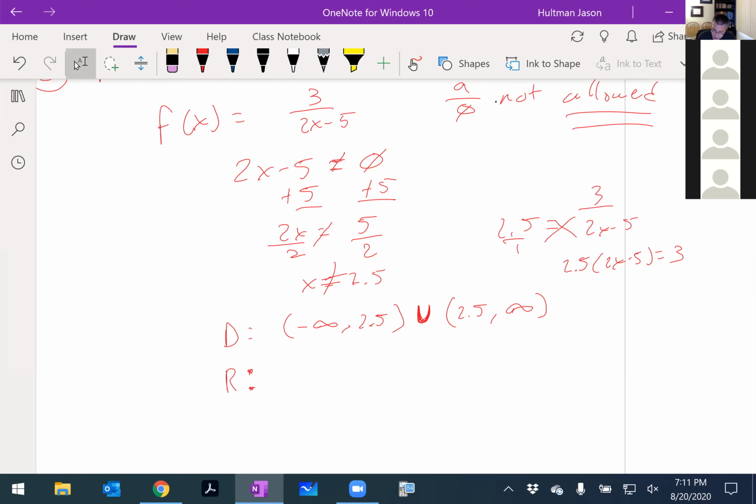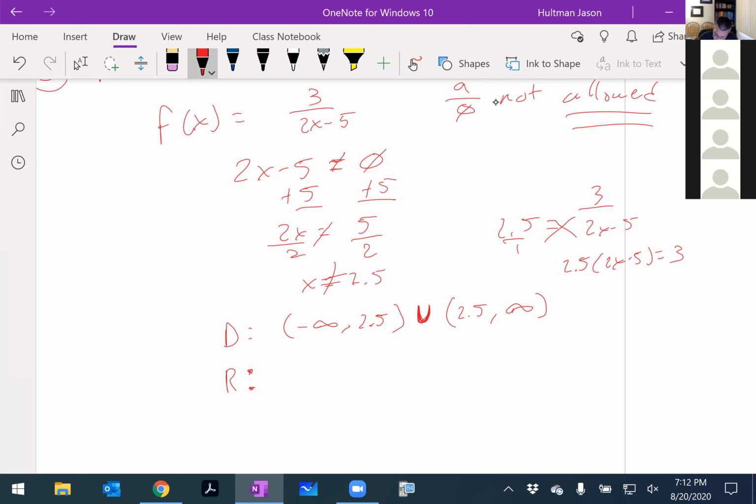Justin says we can't have 0. Yeah, why can't we have 0? There's no way to get 0 because of the way the function works. So we cannot have 0 here.